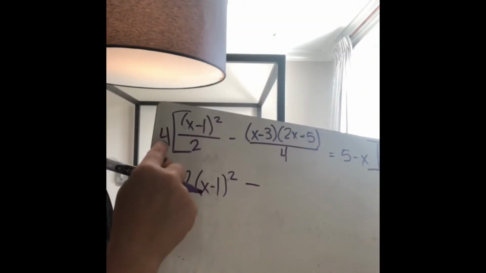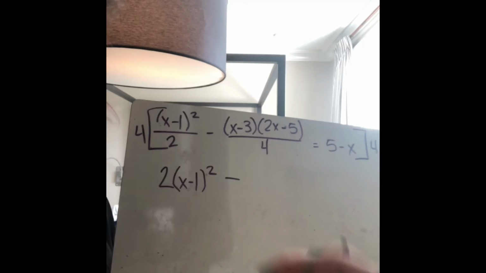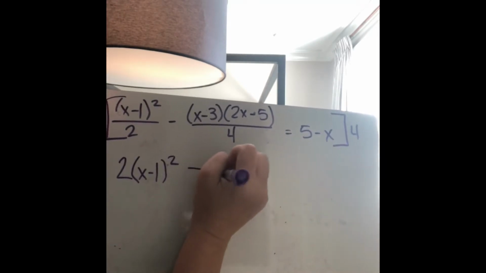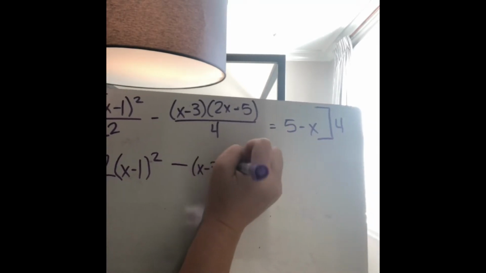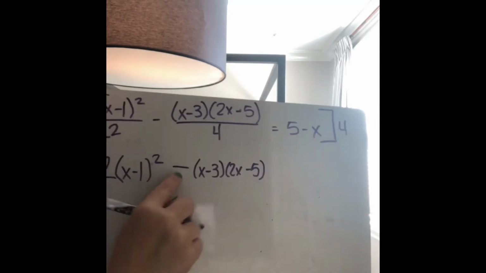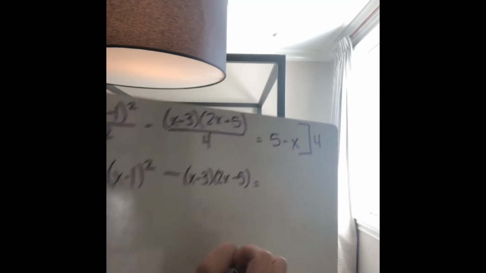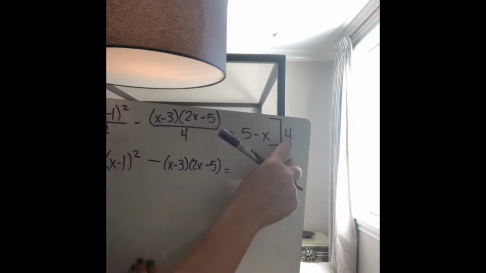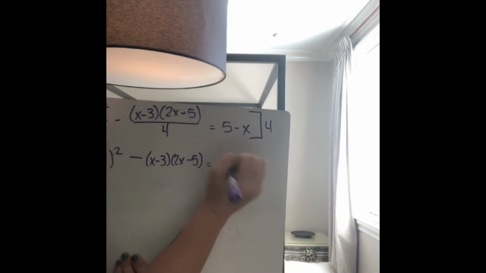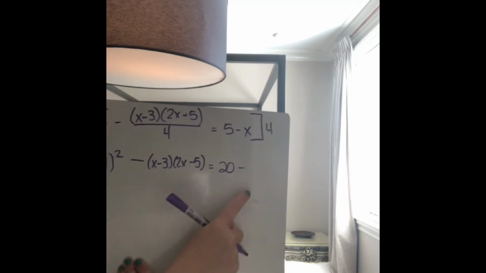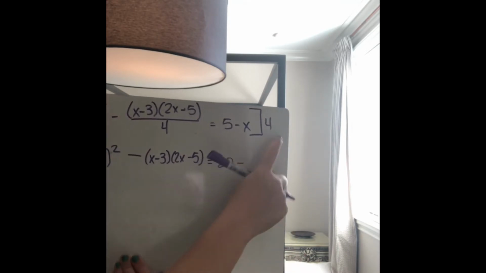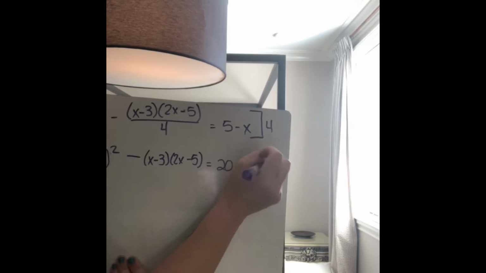And then here, 4 divided by 4 is 1, so those cancel each other out, just leaving you with (x minus 3)(2x minus 5). This subtraction sign is very important, okay? And then over here, we have to multiply each term by it. So 4 times 5 is 20. Remember, terms are separated by subtraction or addition. And then 4 times x is 4x, okay?